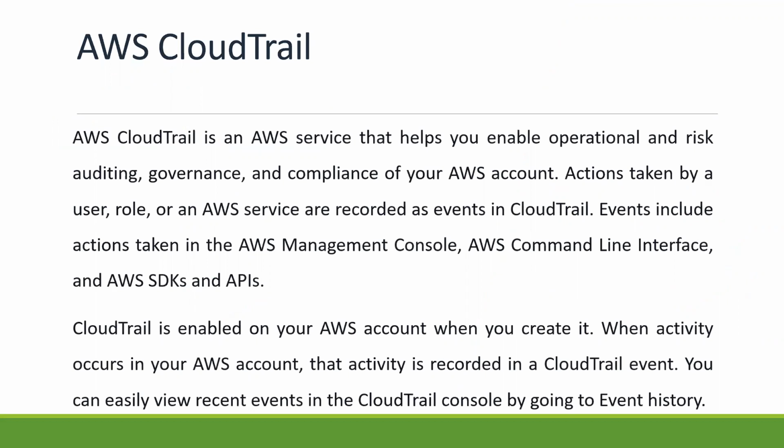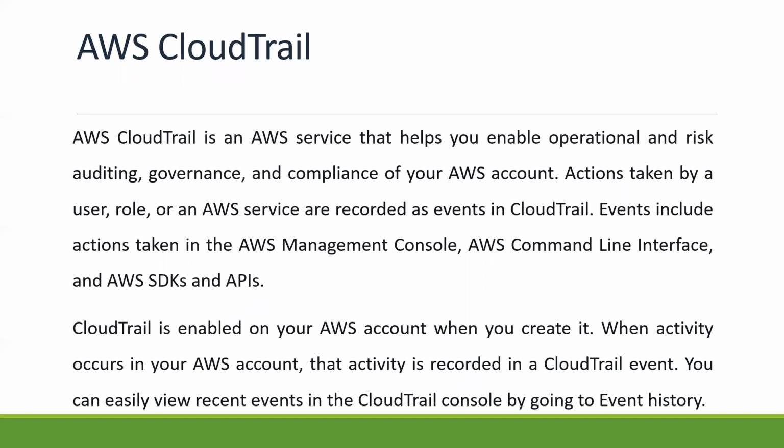Once the AWS account is created, it automatically starts keeping track of all the events in CloudTrail. Events can include those from the AWS Management Console. Also, we can see events from the AWS Command Line Interface, even SDKs and APIs. All of them we can check through the event history.